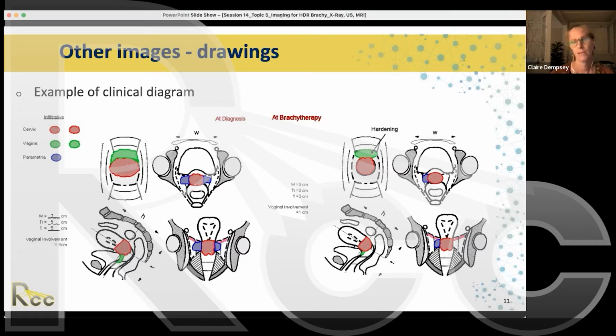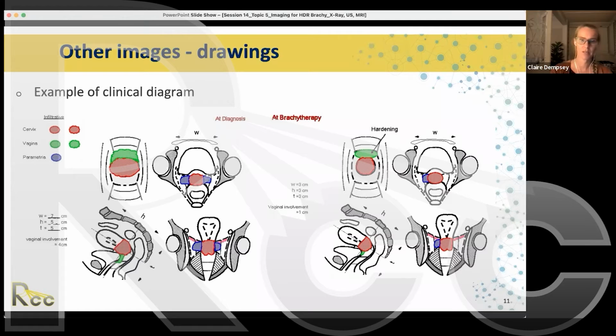And then over on the right here, we've got a diagram of the same patient at the time of brachytherapy. So after they've had a course of external beam radiation, we can then see that there's been a regression of the tumour within the cervix. The involvement down the vagina has been reduced, and we've just got some tissue hardening in the vagina as well. So that may not be true tumour, it may just be a response to external beam as well.